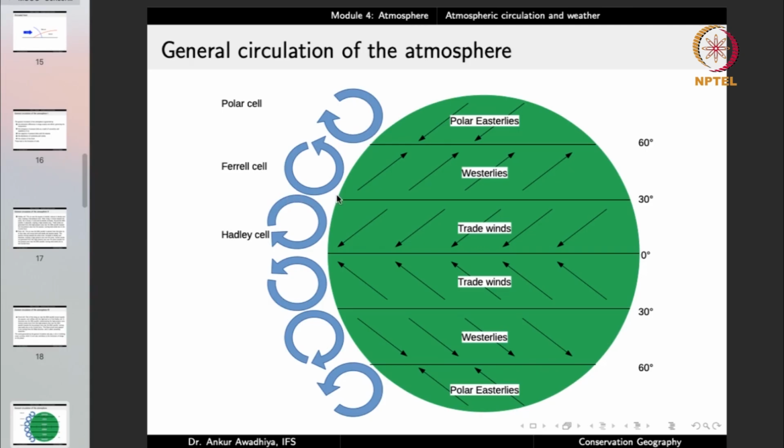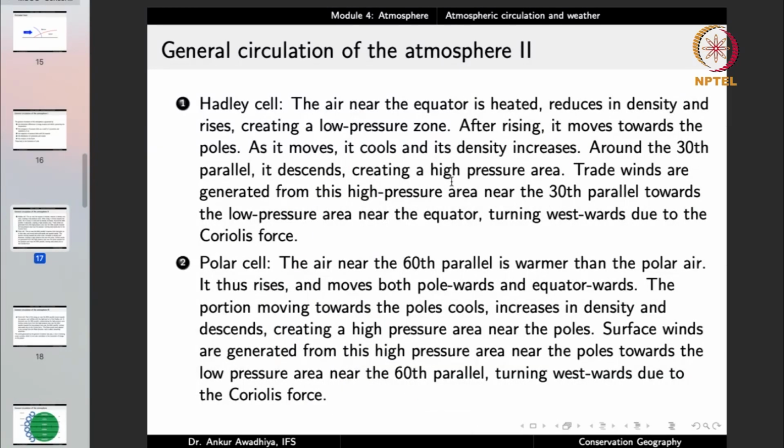So this is an area of subsidence. This is the area of convection. This is an area of subsidence. This again is an area of subsidence. And so you have a low pressure here, a high pressure here, and a high pressure here. Trade winds are generated from this high pressure area near the 30th parallel towards the lower pressure area near the equator, turning westwards due to the Coriolis force.